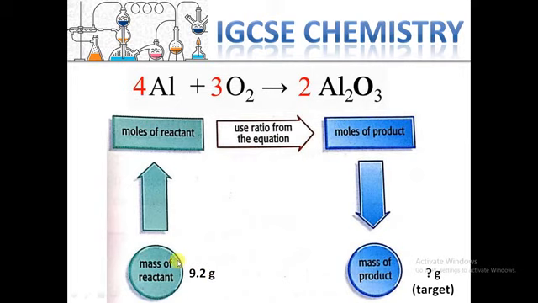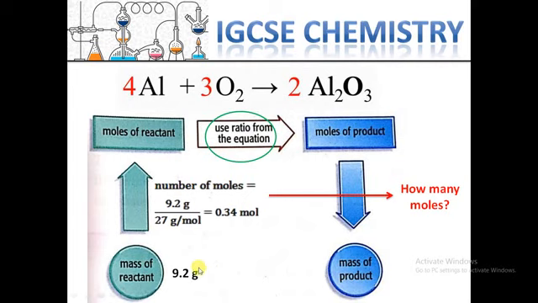9.2 gram is the value of the mass of the reactants, that means aluminum. This aluminum is 9.2 gram, a mass value which the question gives us, and we are looking for the same unit, gram, for the mass of product. This is our target. What we need to do first, we have 9.2 gram as the mass of the reactants. We need to convert this to the number of moles of the reactants, from the mass of reactants to the mole of the reactants.